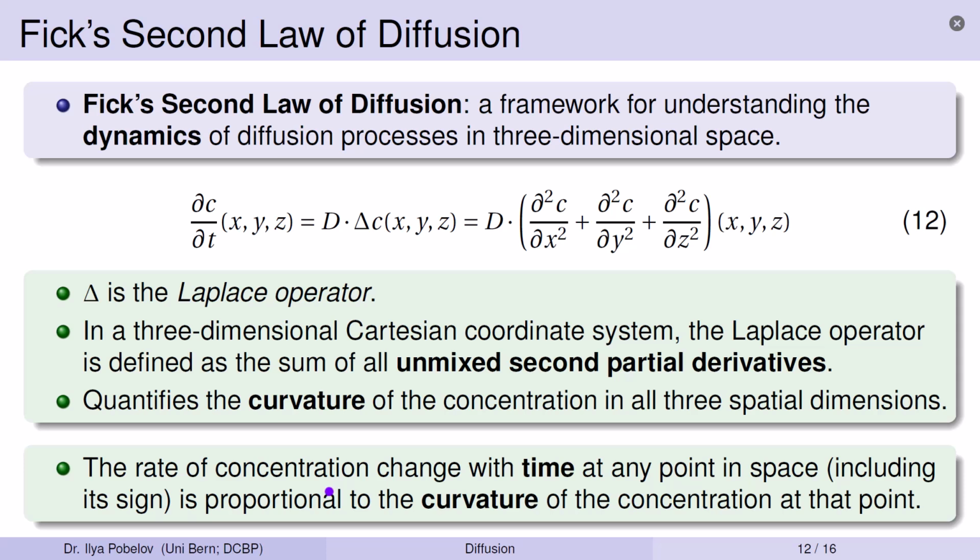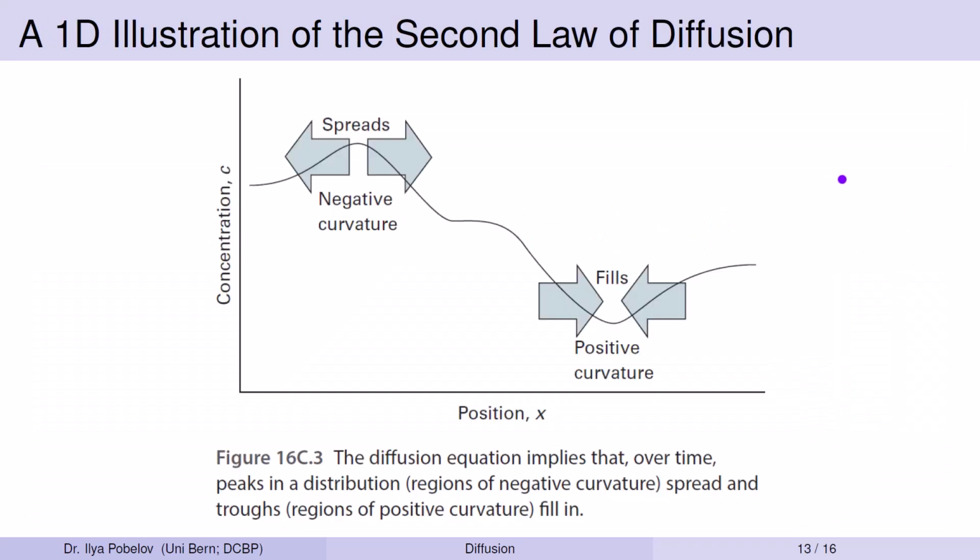Fick's second law of diffusion essentially states that the rate of concentration change with time at any point in space, including its sign, is proportional to the curvature of the concentration at that point. To make this concept more tangible, let's consider a one-dimensional example of concentration distribution. In regions where the curvature of the concentration gradient is positive, indicating a trough, the concentration tends to increase over time, leading to the filling of the trough.